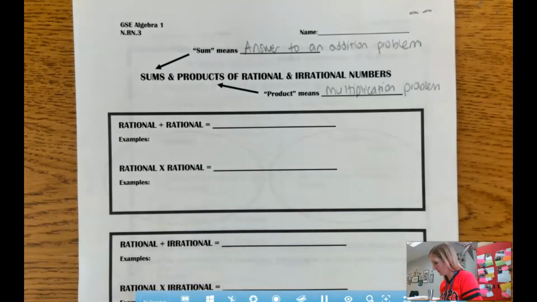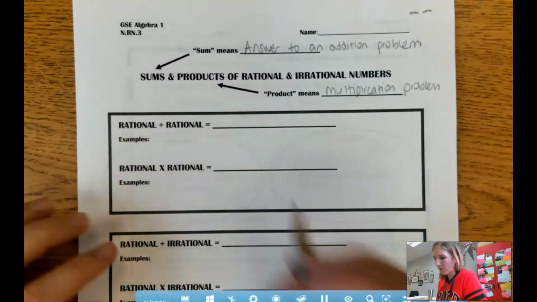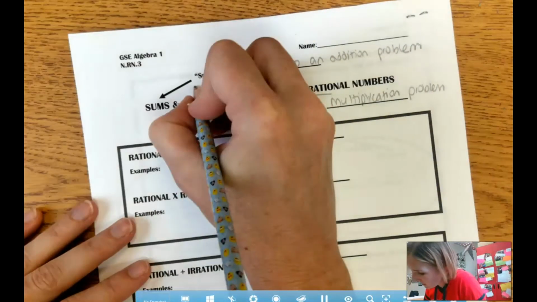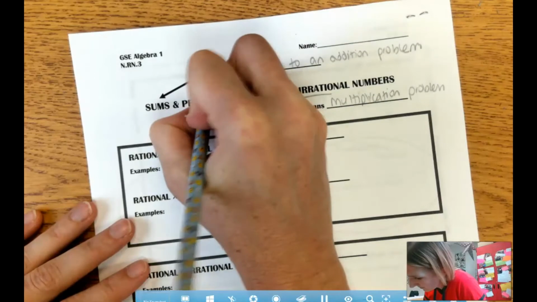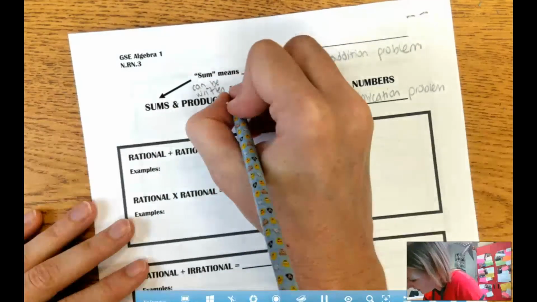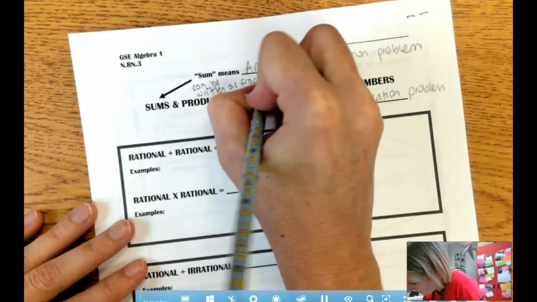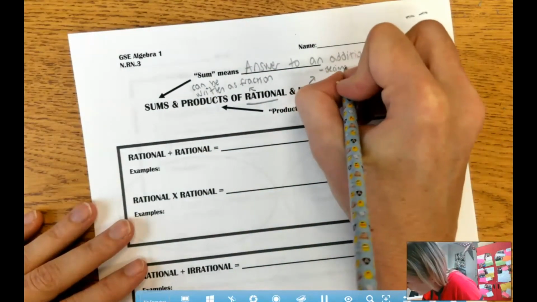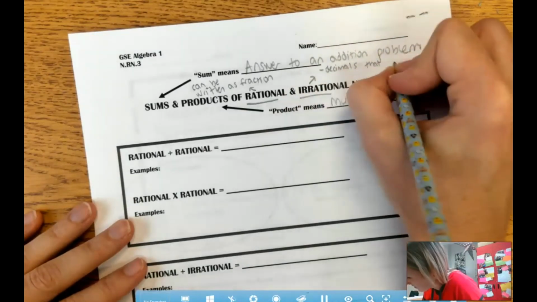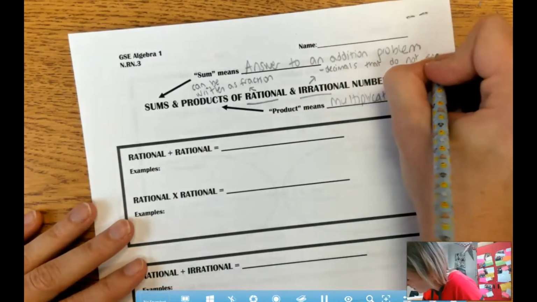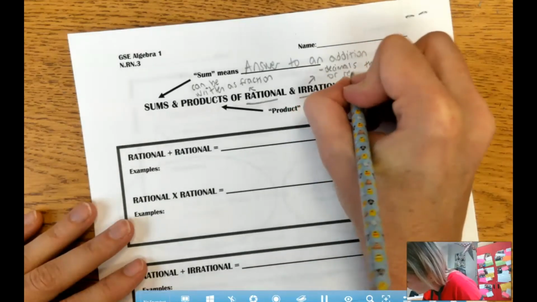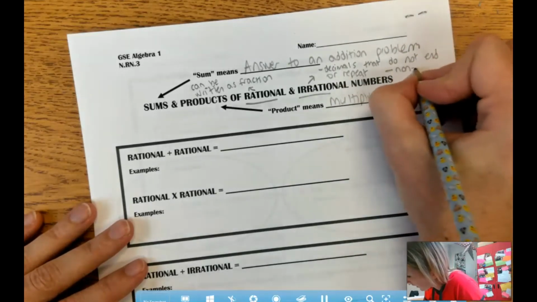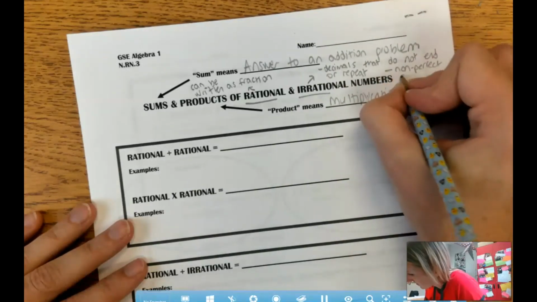All right, now that we got that, let's give a brief overview of rational and irrational. Remember, rational numbers can be written as a fraction. That's the definition, can be written as a fraction. And irrational numbers are decimals that do not end or repeat. And another example of irrational are non-perfect square radicals.